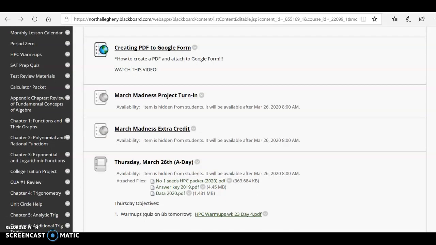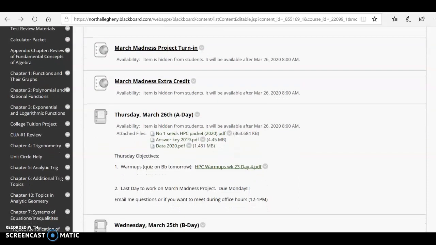Creating a PDF and then putting it into a Google form. You guys did this yesterday with your homework, so hopefully you've mastered that because I'm going to need you to turn in your March Madness project Monday morning the same way.